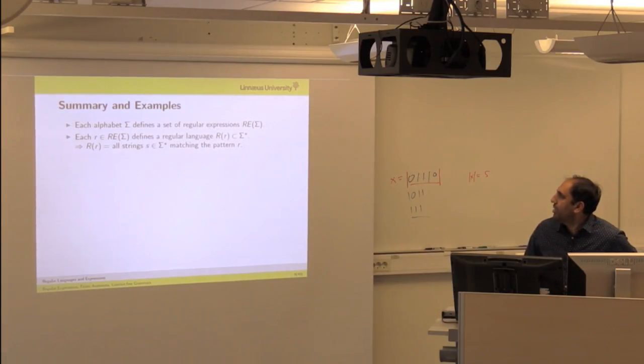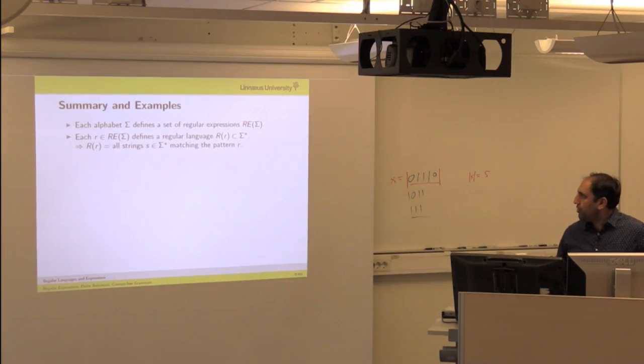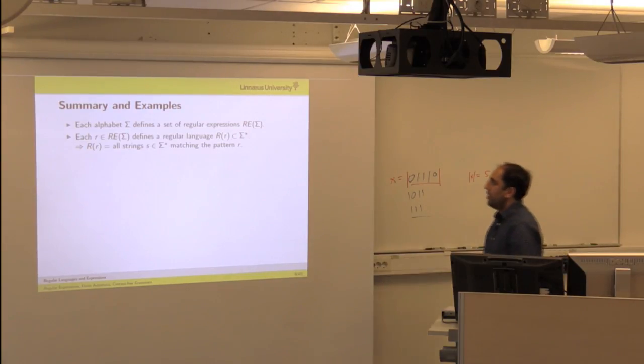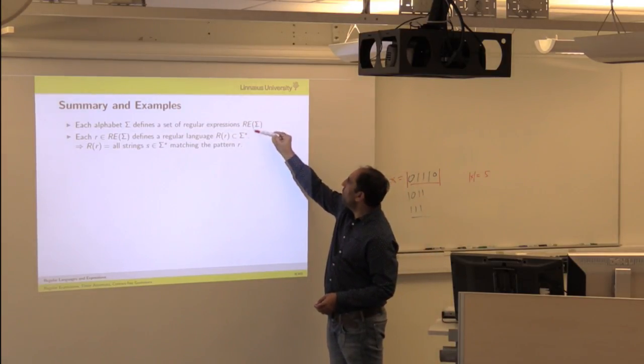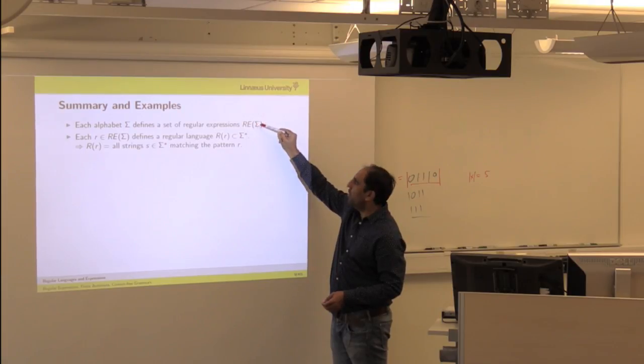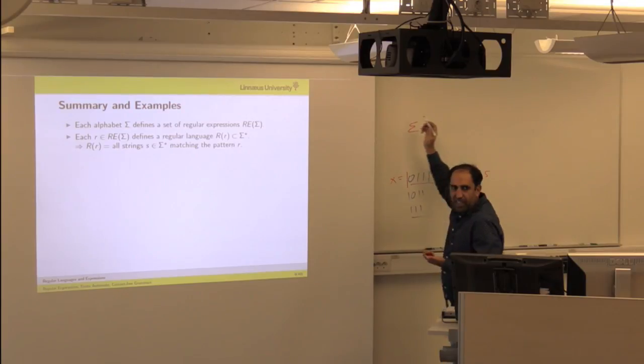And then here we have a summary of what we have learned already, and then some examples. We know that each alphabet defines a set of regular expressions. So whenever you have an alphabet, you can define a set of regular expressions over that alphabet. So if you find something like that, it means that it is a set of regular expressions defined on this alphabet. This alphabet could be anything, depending on your language, so what alphabets you allow.